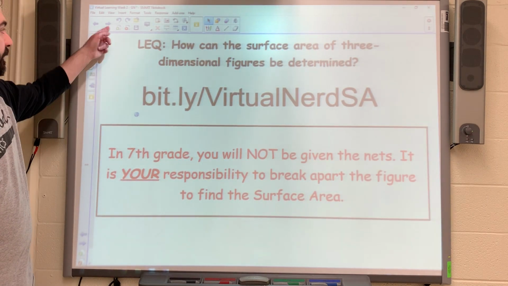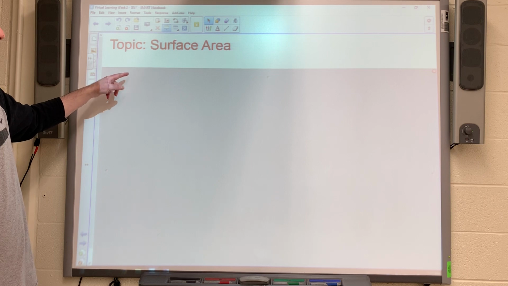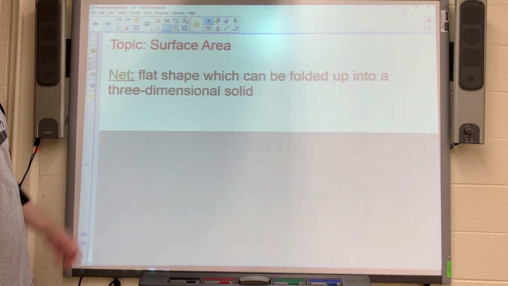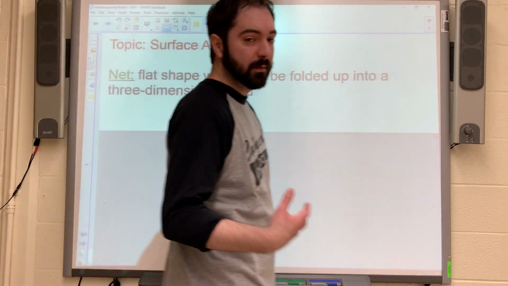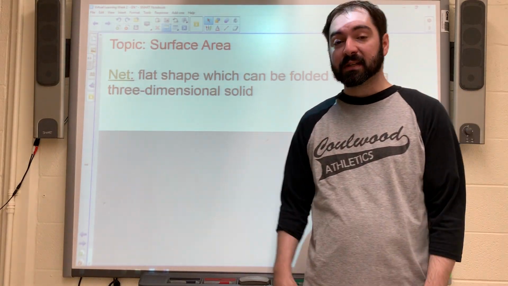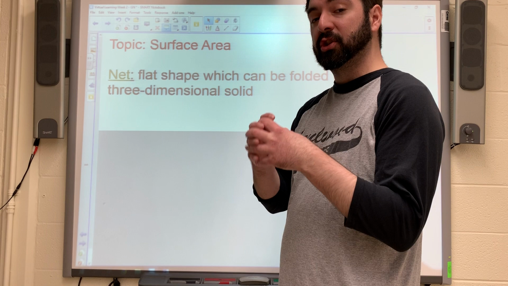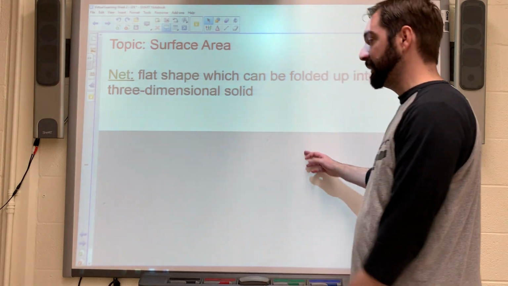Okay, back to our work for today. Up here, a couple of notes. So the topic is surface area. A net is a flat shape which can be folded up into a 3-dimensional figure. If you've ever done origami, it's very similar to that. They take a flat piece of paper, they construct it, and it becomes a 3-dimensional figure.